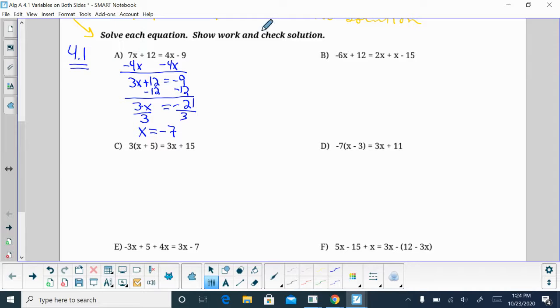Now the last step asks me to check. That means substitute this, x equals negative 7, into my original equation and see if it works. Does the left side equal the right side? So working on that, substituting x equals negative 7 in.